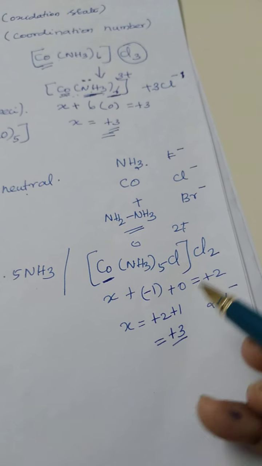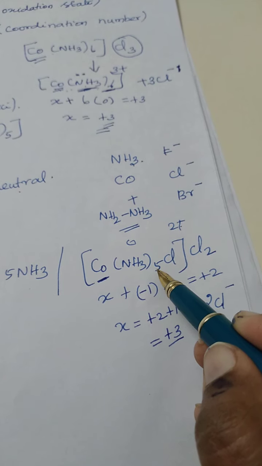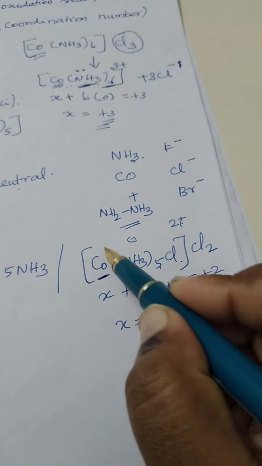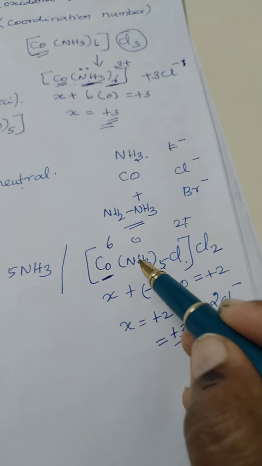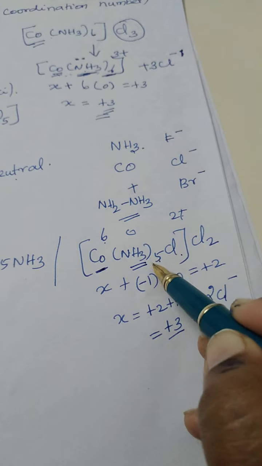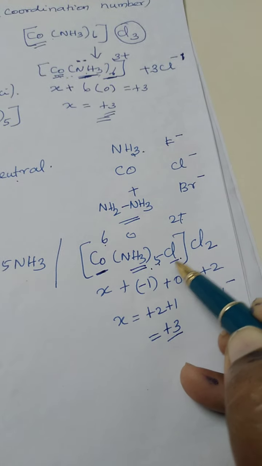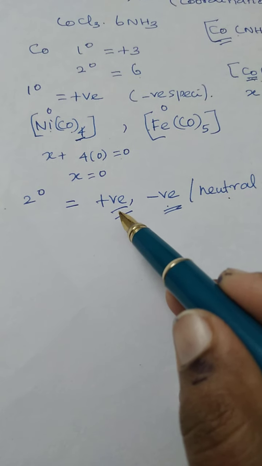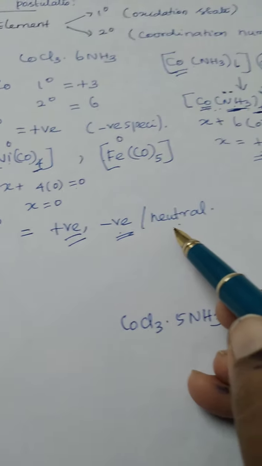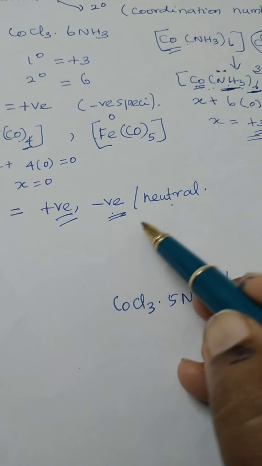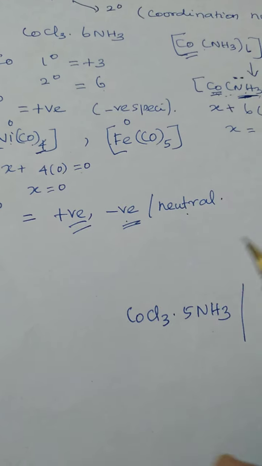This is the primary valency. But the secondary valency is nothing but this 5 and this 1. That is the secondary valency of cobalt, and that is said to be 6. But that 6 is satisfied by the neutral ligand amine, as well as the negative ligand Cl minus. So the secondary valency can be satisfied either by the positive ligand, or the negative ligand, or the neutral ligand, or by combining all these things. That is called the secondary valency.